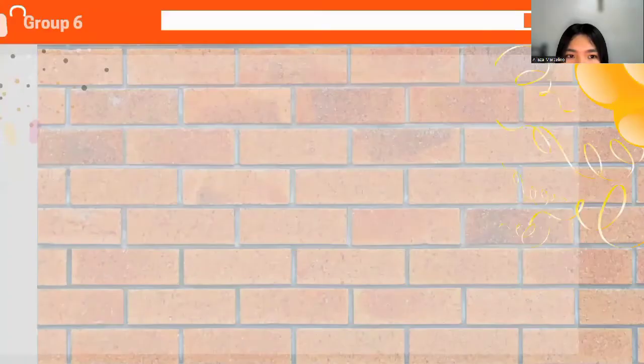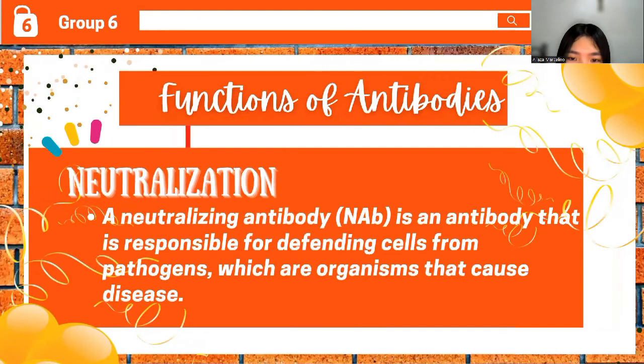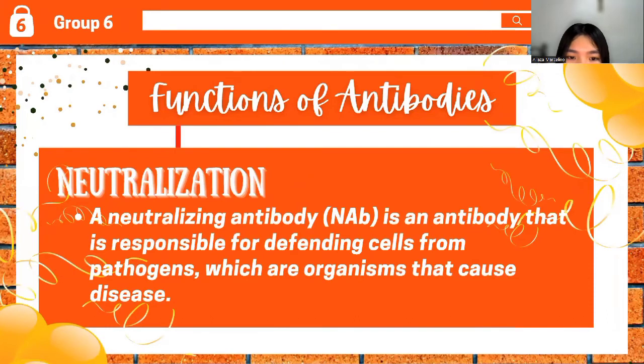In the next page, a neutralizing antibody, or NAb, is an antibody that is responsible for defending cells from pathogens, which are organisms that cause disease. They are produced naturally by the body as part of its immune response, and their production is triggered by both infections and vaccination against infections. Neutralizing antibodies can result in lifelong immunity to certain infections and can be used to see if a person has developed immunity to an infection after they have recovered from it.